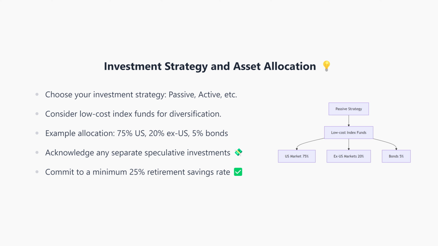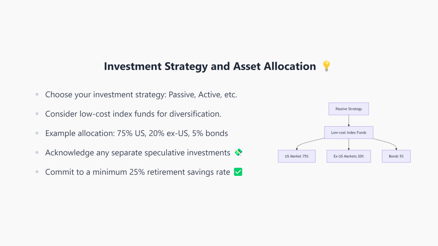You need to define your investment approach, whether it is passive or active. In our example, we demonstrate a passive, low-cost index fund strategy that focuses on total market diversification. For this, we've used a 7-5-2-0-5 allocation to U.S., ex-U.S., and bonds respectively, with defined rebalancing schedules.